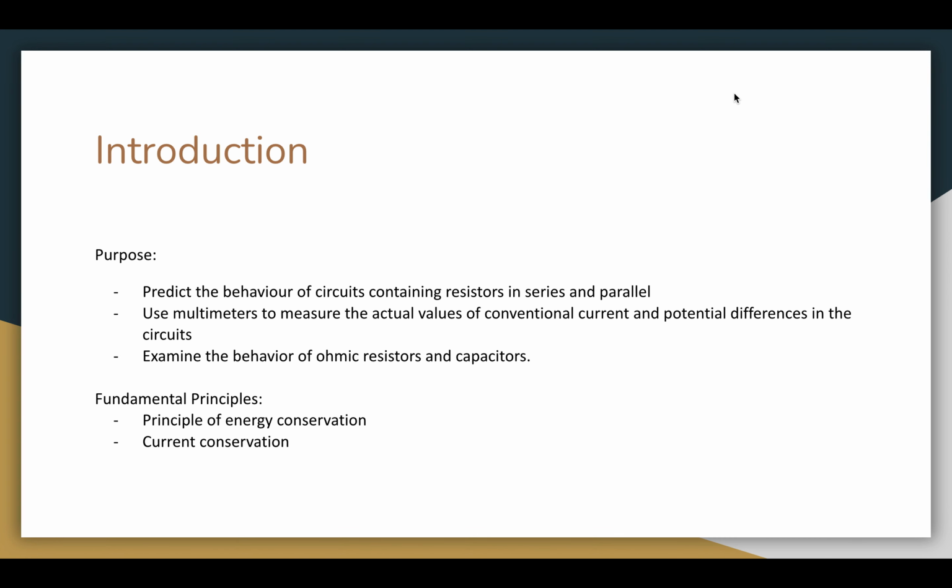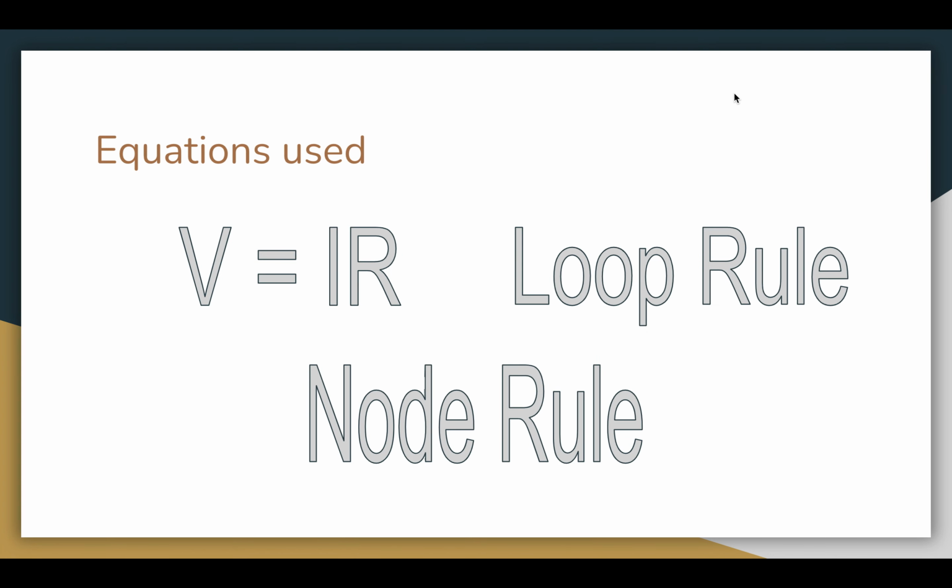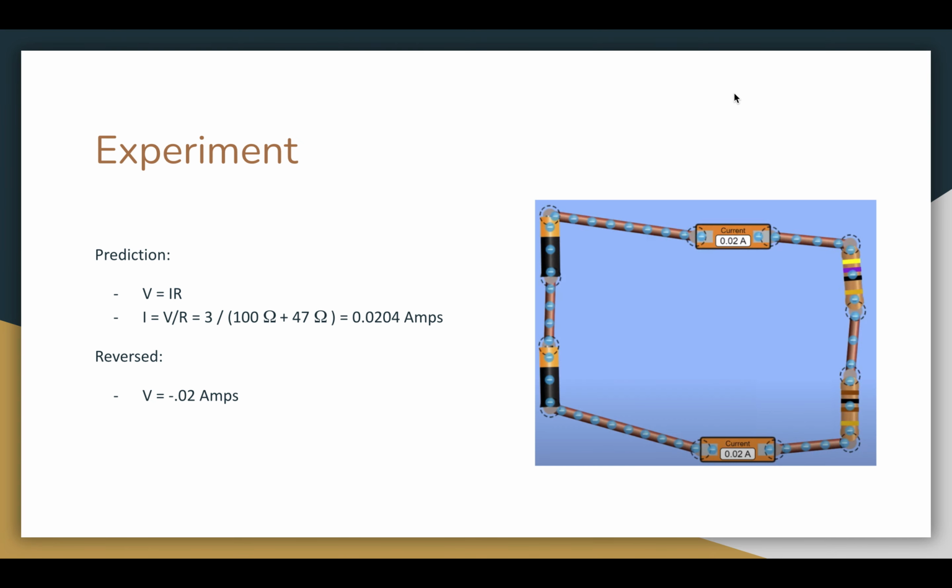Some of the fundamental principles that we'll use are the principle of energy conservation and current conservation. The equations I used were V equals IR, the loop rule where the total potential differences around the whole loop is equal to 0, the node rule where current in equals current out, and R times C is equal to seconds. In order to complete this lab, I had to download the circuit construction kit and follow the instructions included in order to conduct the lab experiment.